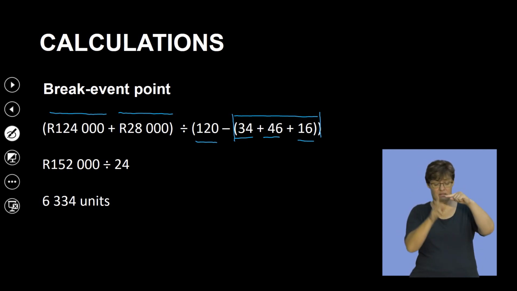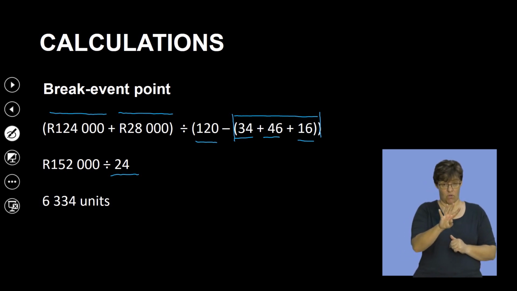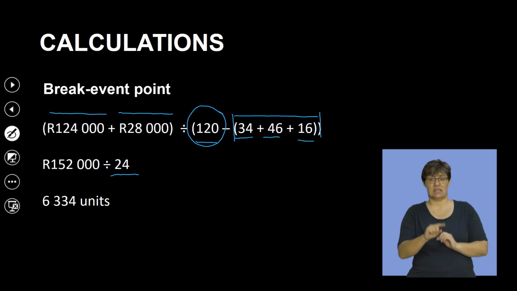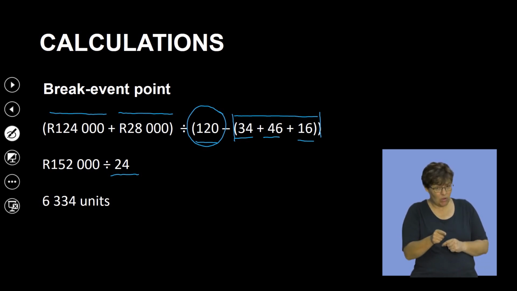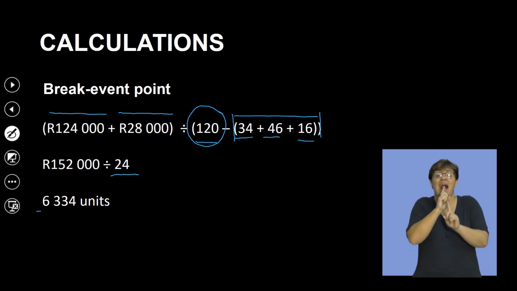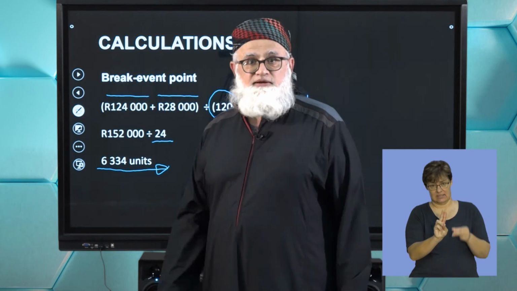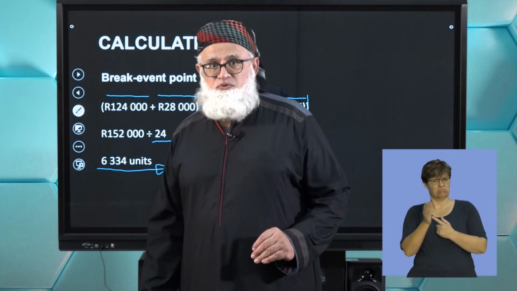What's your contribution per unit? My contribution per unit is 24. Where did it come from? 120 minus 34 plus 46 plus 16 gave me 24. Now watch, this is critical, guys. When you're doing this one here in an exam, in an activity, when you are working, the answer will always be in units. Clear?